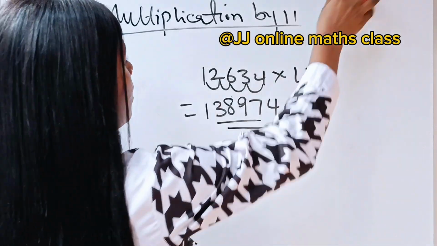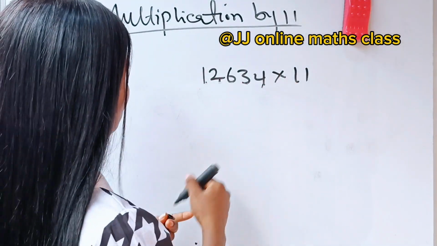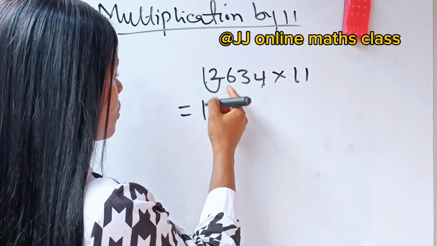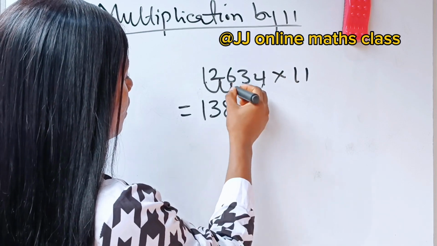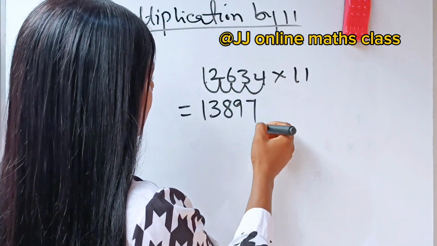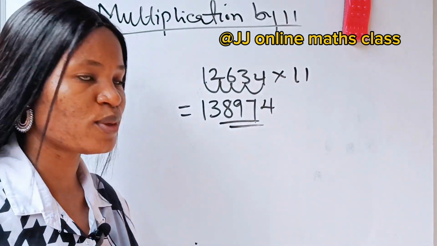Wait, let me be sure of what I did. Okay, you write 1. 1 plus 2 is 3. 2 plus 6 is 8. 6 plus 3 is 9. 3 plus 4 is 7. Repeat the last figure, 4. So this should definitely be the solution.